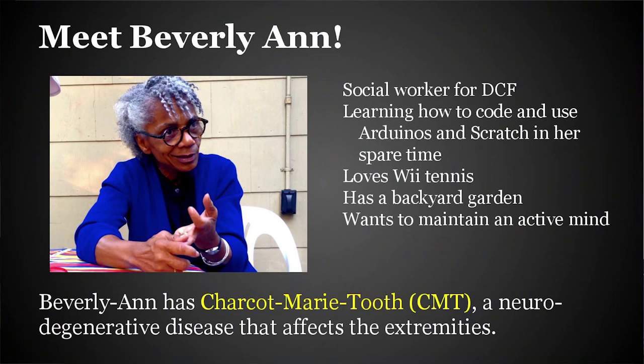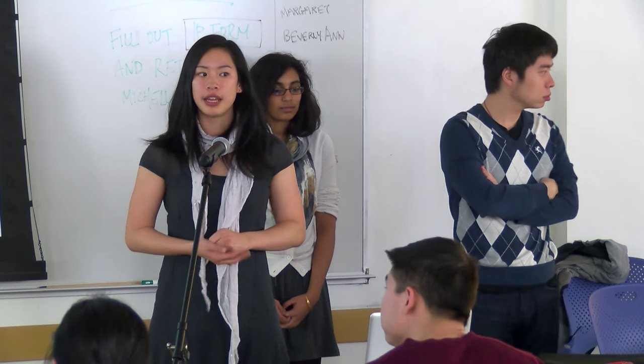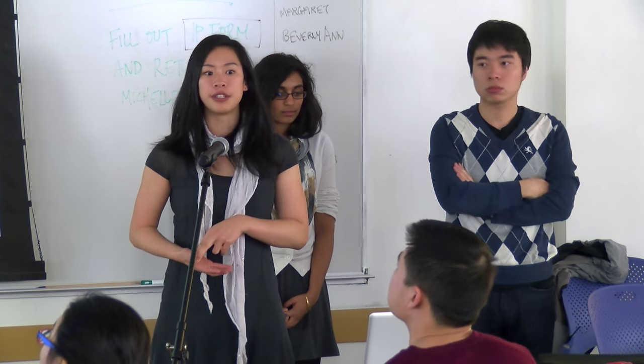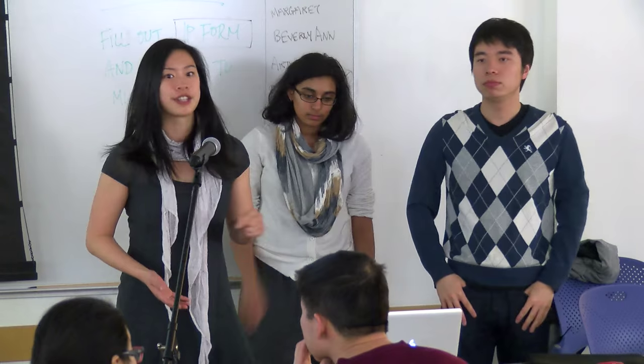Our client's name is Beverly Ann, so she has a wide variety of interests. She's a social worker for the Department of Children and Families. She's learning how to code using Scratch and an Arduino in her spare time. She loves Wii tennis. She has a backyard garden, and her main goal is to maintain an active mind. And she's also been diagnosed for 11 years with Charcot-Marie-Tooth, which is a neurodegenerative disease that affects the extremities.